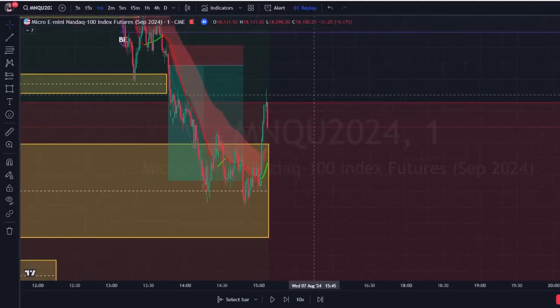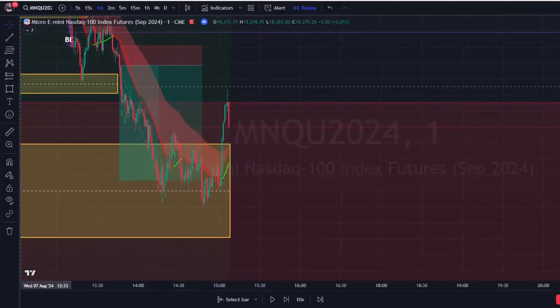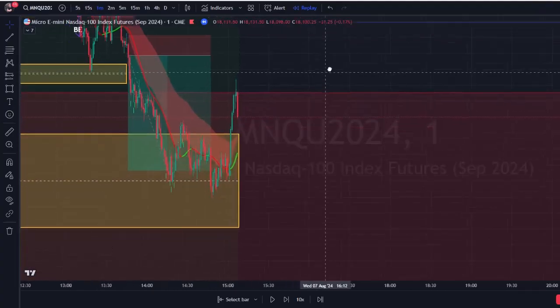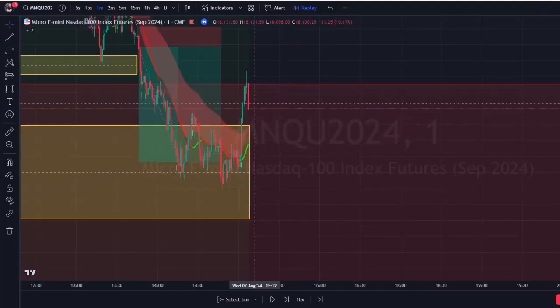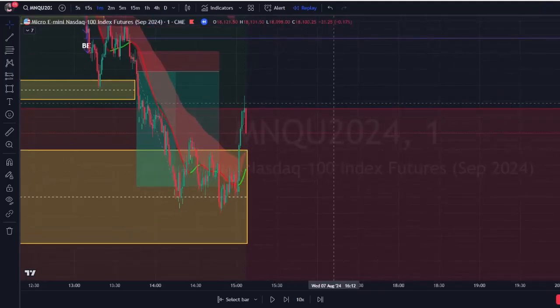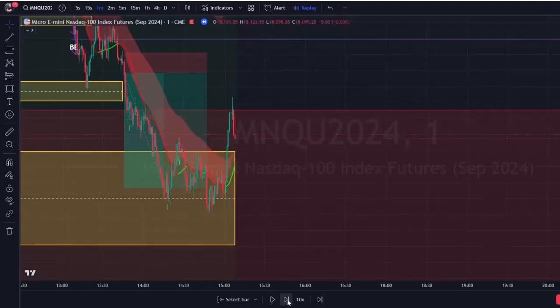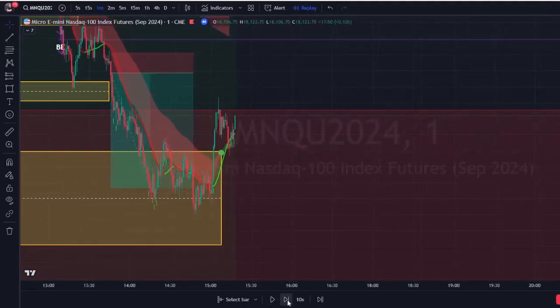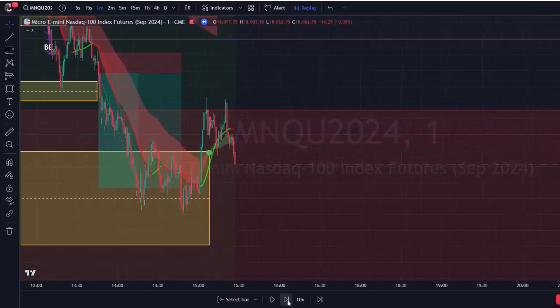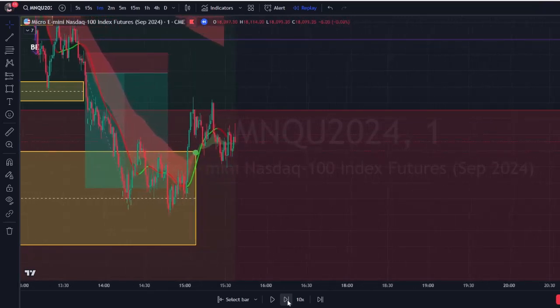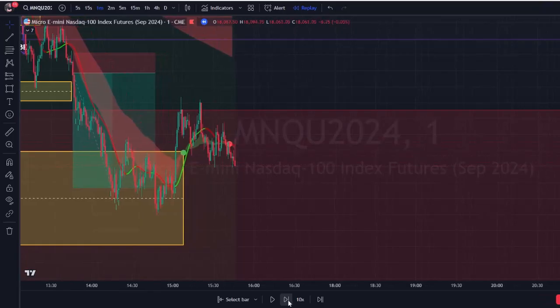Retesting the top, another push back down. If this wasn't this late in the day where I'm expecting a lot more buys, especially coming out of a 4-hour order block, I'm expecting buys. This would have been a good opportunity to potentially even get back in on its way back down. But here it heads probably back up as we get to the end of the day.